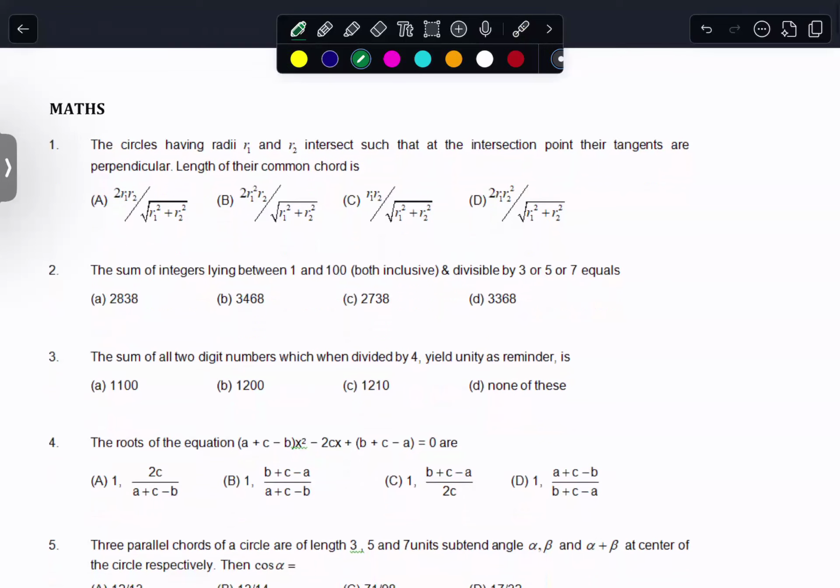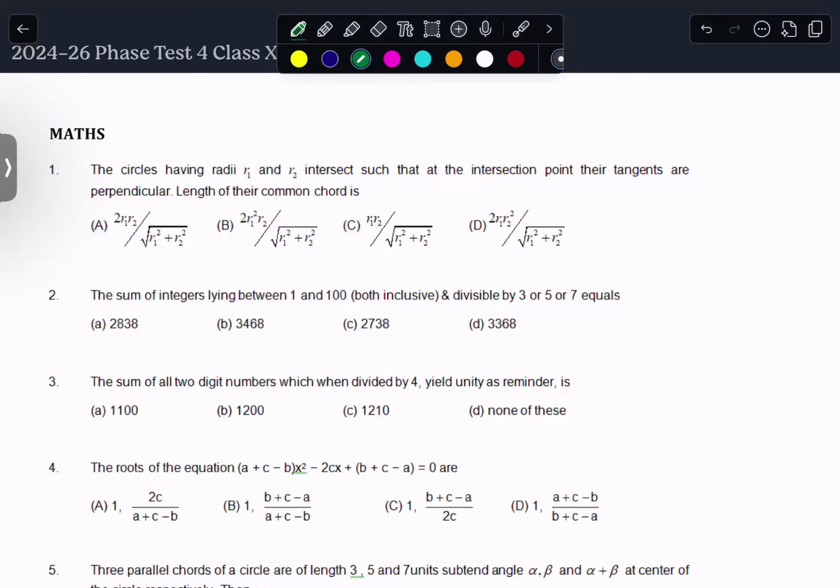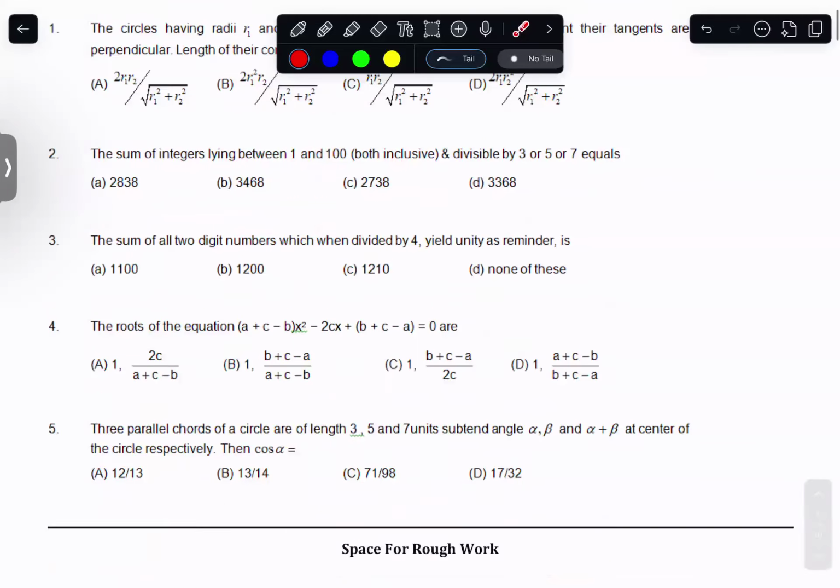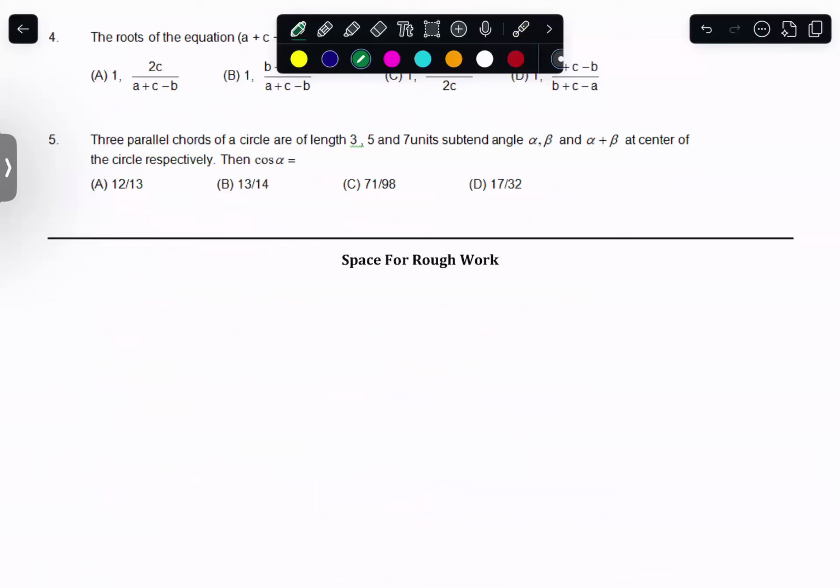Question number 1. In question number 1 we are told that the circles having radii r1 and r2 intersect such that at the intersection point their tangents are perpendicular. Okay, so let's firstly figure that out.